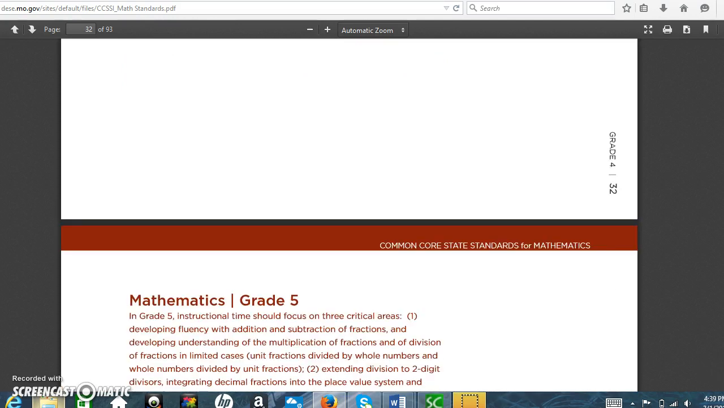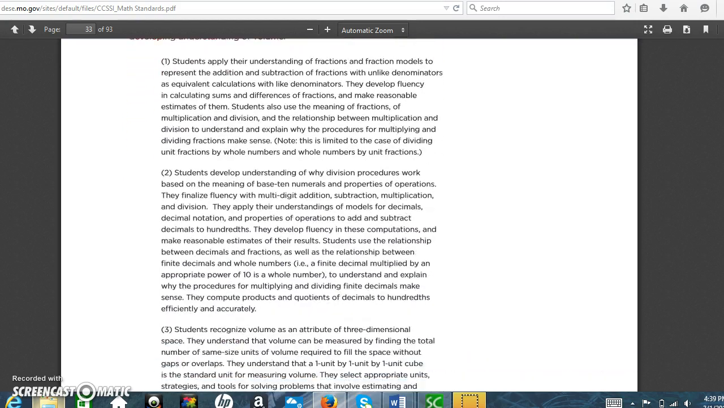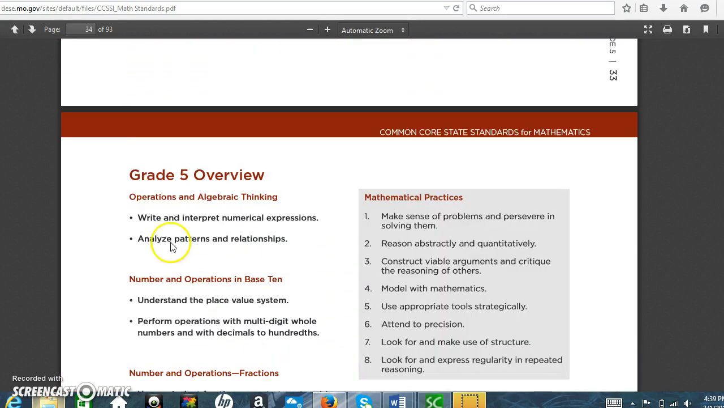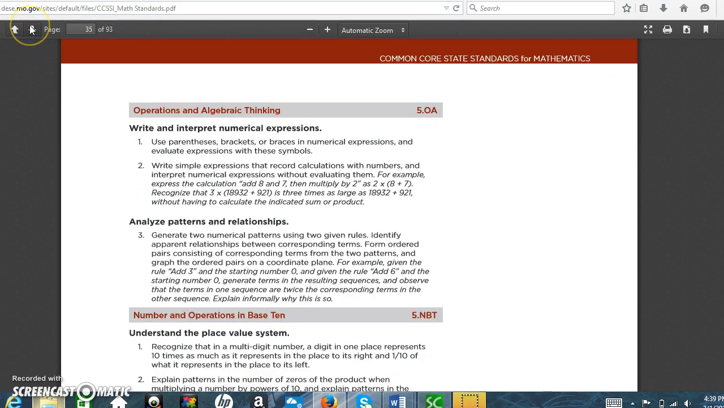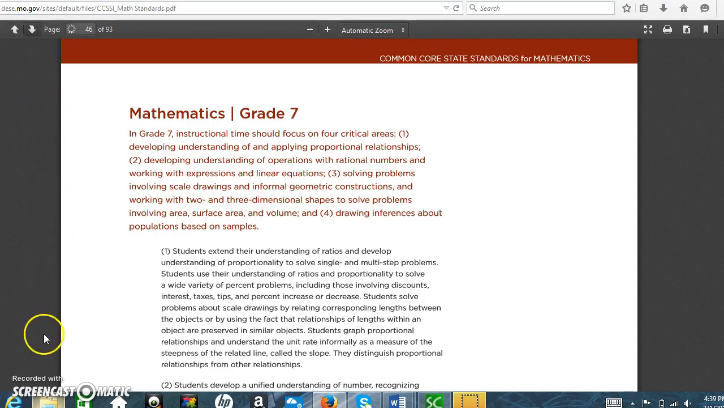The next section will break down 5th grade mathematics, and following that we'll break down 6th grade mathematics. The mathematics document reaches from kindergarten through 12th grade. Let's go on through the overviews and get to those specifics. We'll pick up with those specifics on our next video.